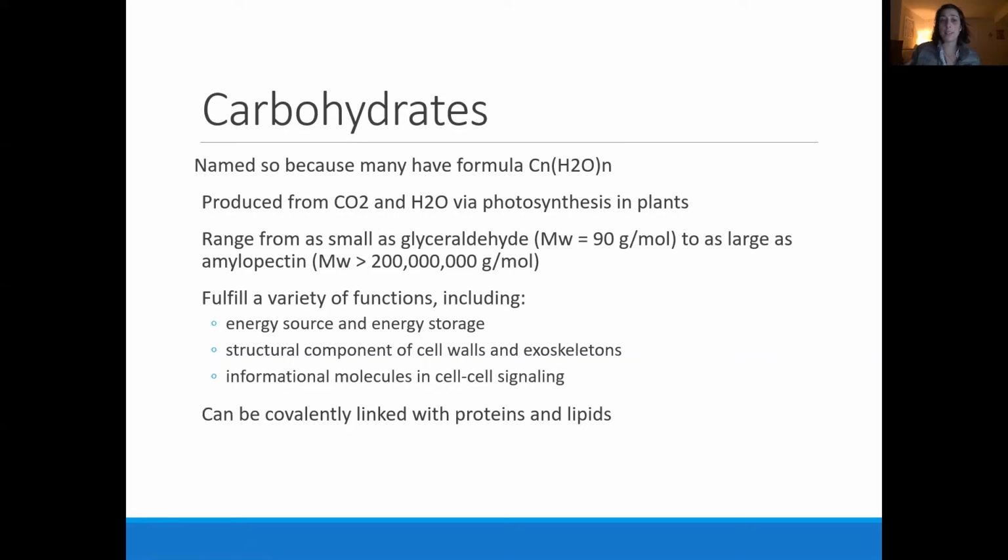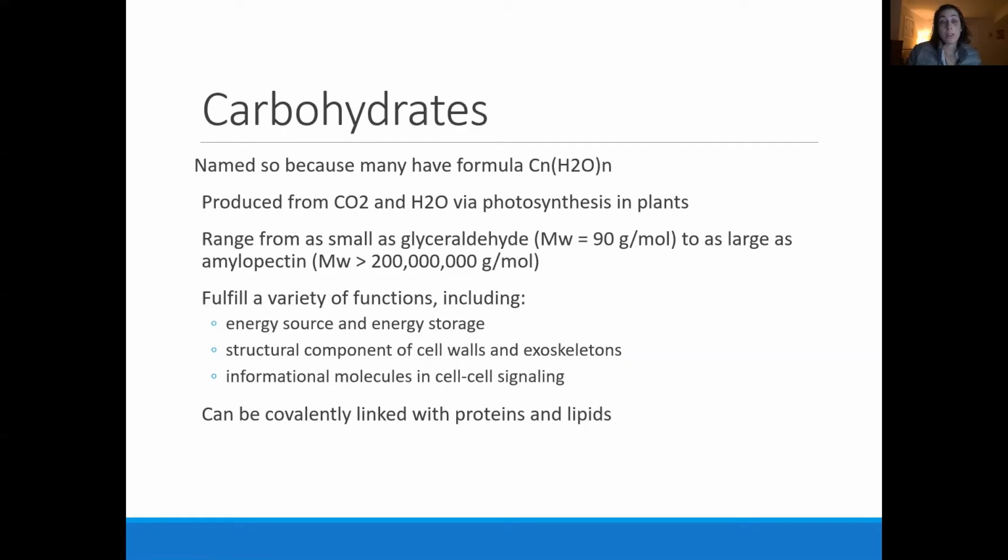Sugars and carbohydrates range in their size. It's a huge range. Again, similar to proteins, you can have something that's a small single unit sugar. It's as small as the smallest one, glyceraldehyde, which only has a molecular weight of 90 grams per mole. Or you could have a huge polymeric sugar that's made up of a bunch of subunits in molecular weights that are greater than, for example, here, this would be 200 million grams per mole. And that's something like amylopectin. So again, large diversity here.